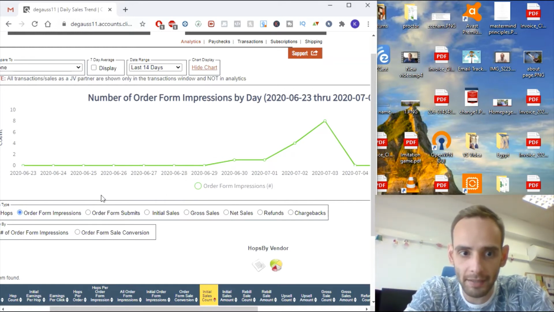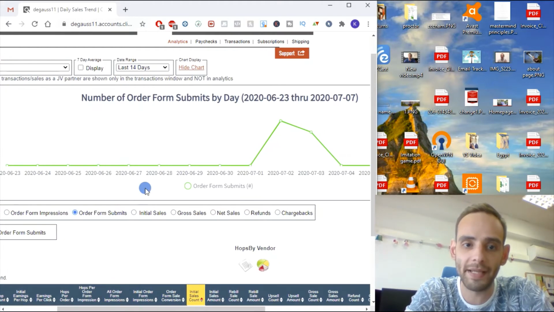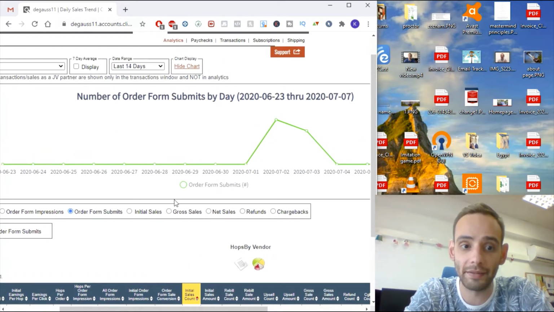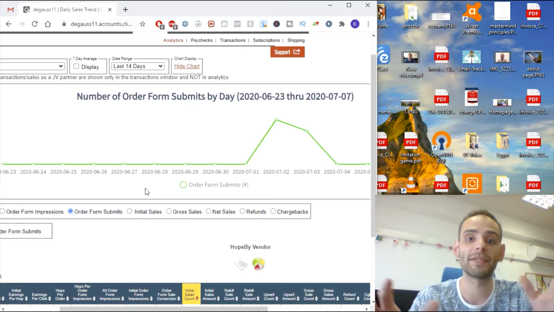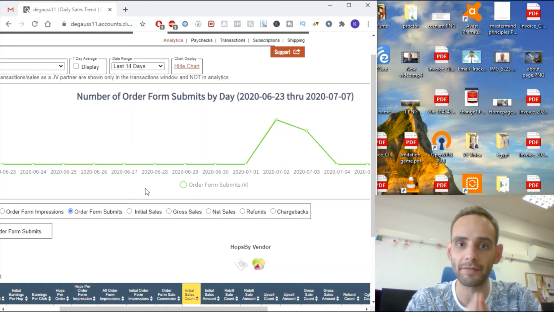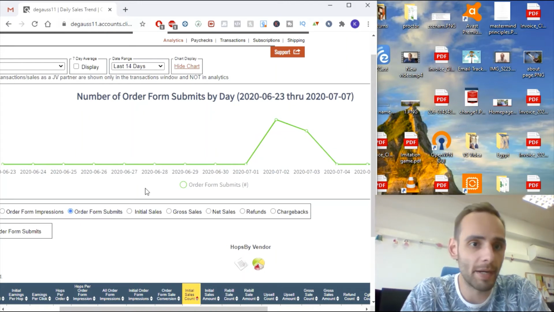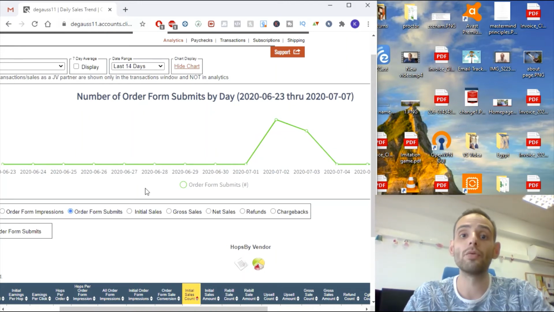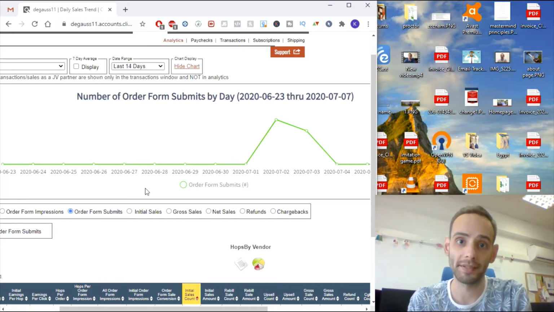The other term is order form submits. Order form submits is basically the last step, and logically it should be equal to sales, but unfortunately it's not. Order form submits is when somebody enters their payment information into the order form. When you are paying, you can pay by card, by PayPal, or whatever else. You enter your information there and you are ready to buy. That's one order form submit.